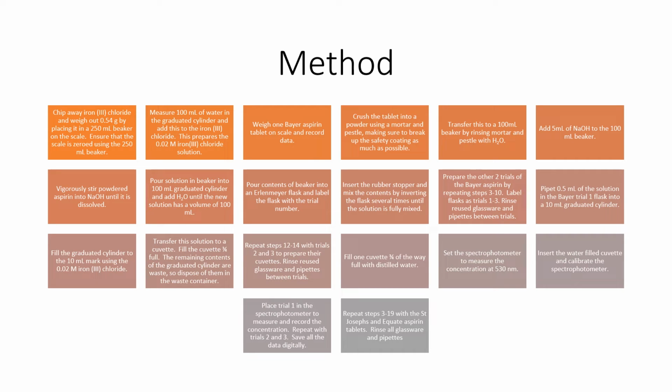So my method essentially included preparing an iron chloride solution, which raised the maximum absorbance frequency to a level which was measurable by our school's spectrophotometer. I was then able to prepare a solution of NaOH, acetylsalicylic acid, and water to mix with the iron chloride and place in the spectrophotometer for the concentration to be measured, and then that would allow me to later calculate.